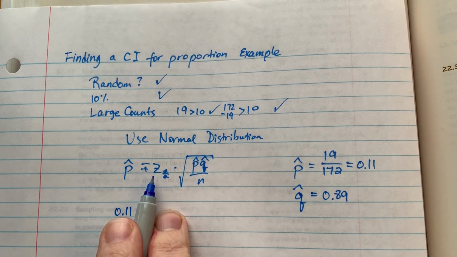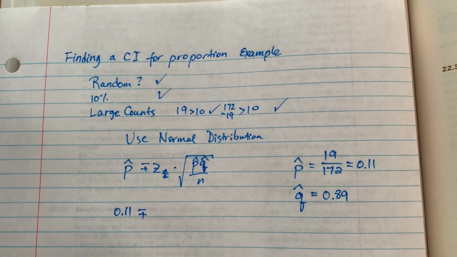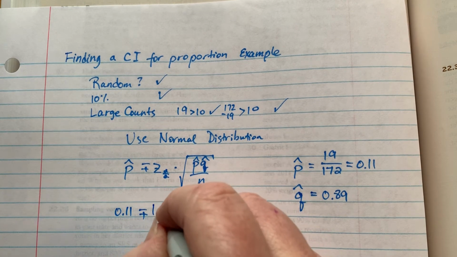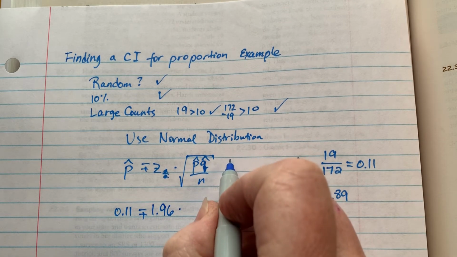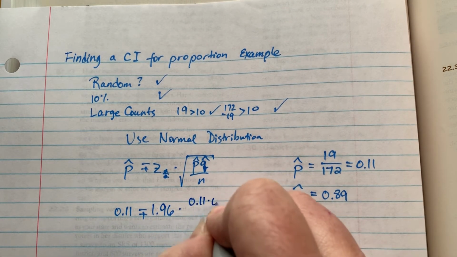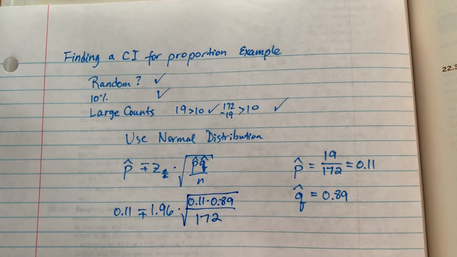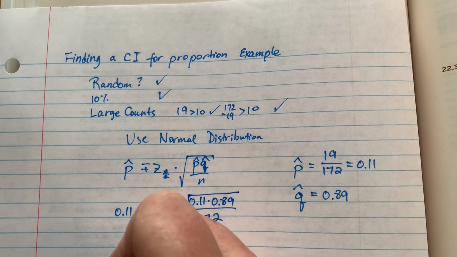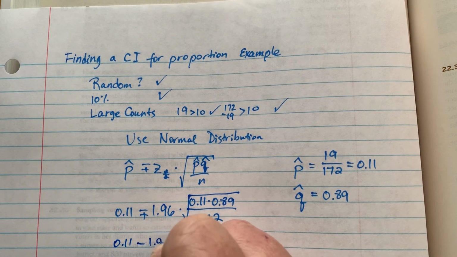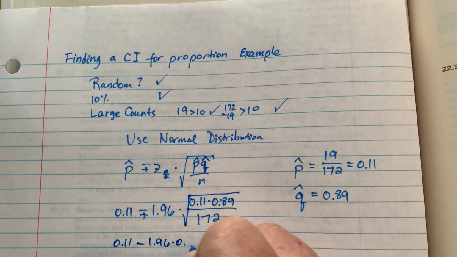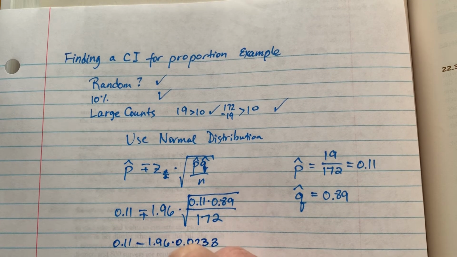My critical value z, since they have asked for a 95% confidence interval, you can look up in your z chart, or if you remember it by now, is 1.96 for 95%. Now I have to do this whole business: 0.11 times 0.89 divided by 172 people, all in the square root. So I'm going to be doing 0.11 minus 1.96 times this business, which turns out to be 0.0238, and that turns out to be 0.06.